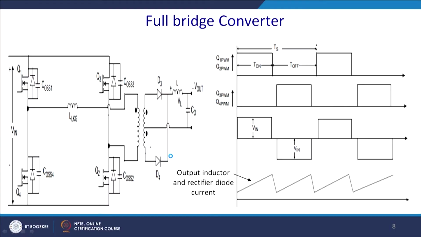Now, let us see the full bridge configuration. In this configuration, it is replaced by four switches. When Q1 and Q2 are on, current flows this way; when Q3 and Q4 are on, current flows in this way. So, it is a normal transformer operation, or the inverter operation.